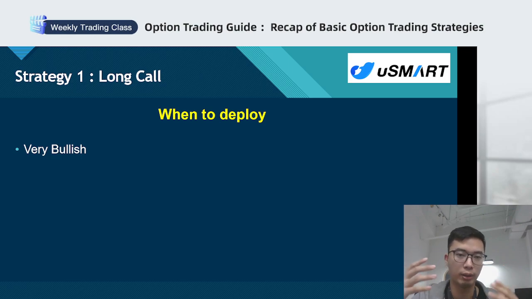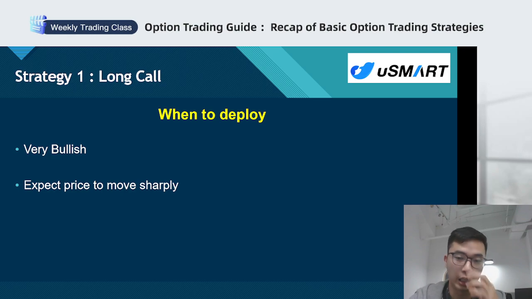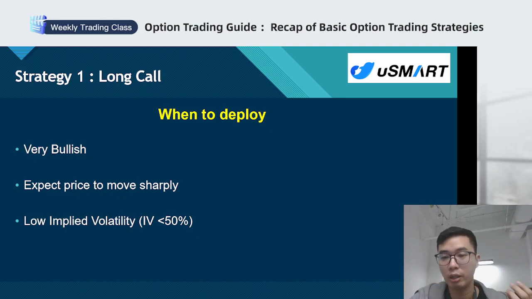So we must look at either the price chart or fundamental reasons that are very bullish, and we expect the price to move very sharply, and there's a low implied volatility, IV less than 50%. For those who don't understand what implied volatility is, it is actually the extrinsic value of the premium. Premium is made out of intrinsic value and extrinsic value.